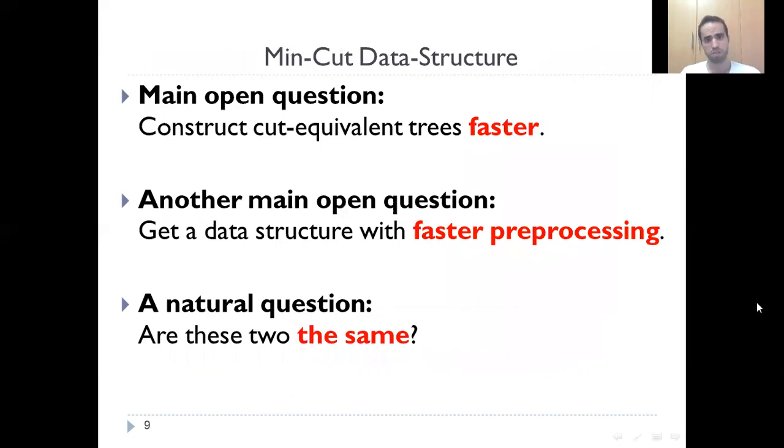So the main question is: is it possible to construct cut equivalent trees faster than n applications of maximum flow? Or is it possible to get another data structure with maybe faster pre-processing? So the question is whether these two questions are in fact the same.